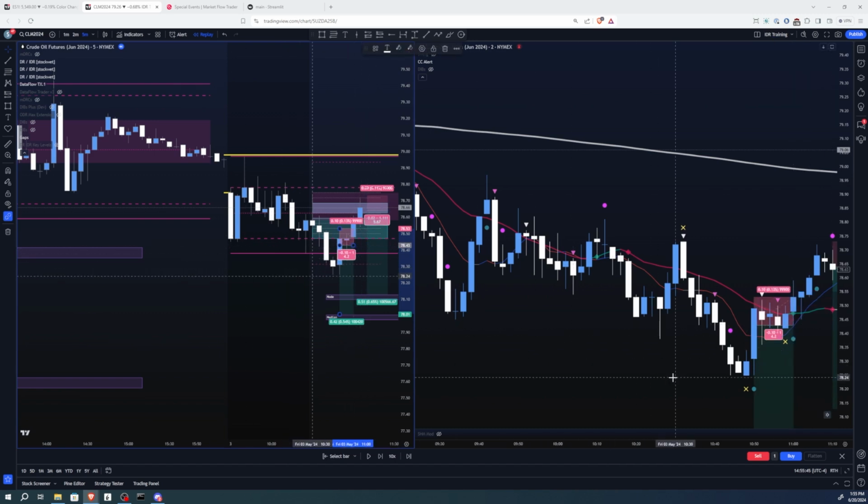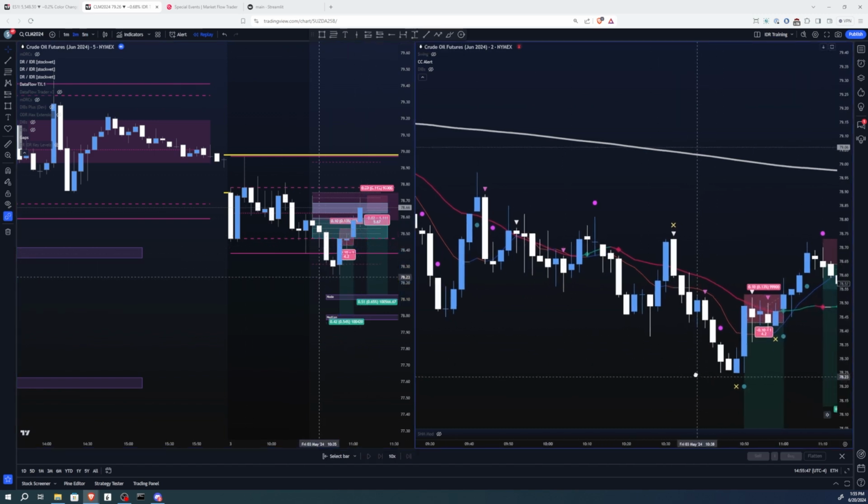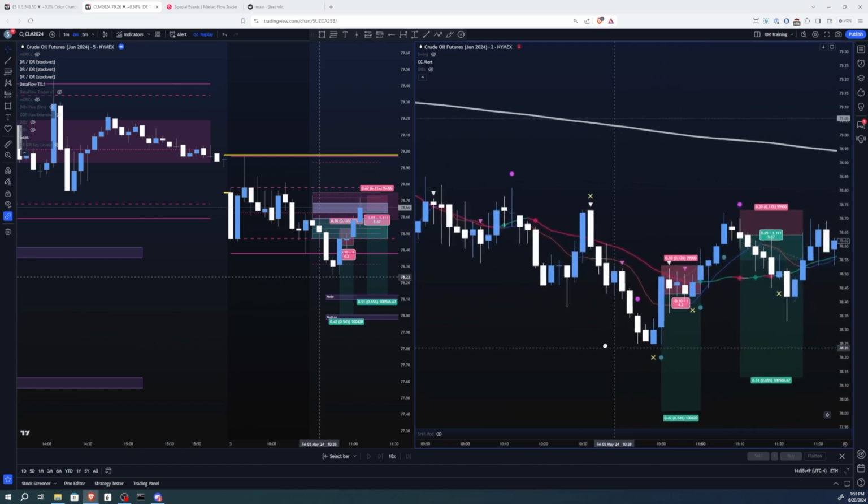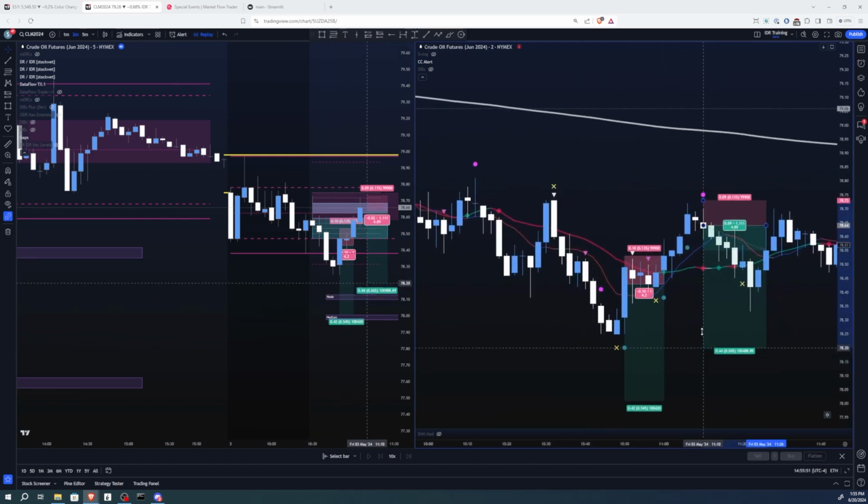At 2R, we move our stop loss to break even. So let's see what happens. We come down. It looks like we're break even, right? We get 3R out of that trade.